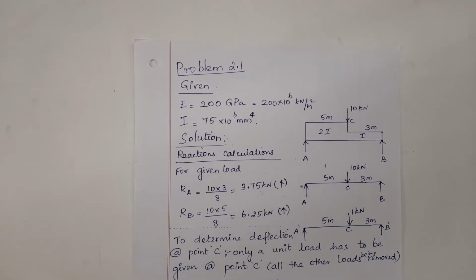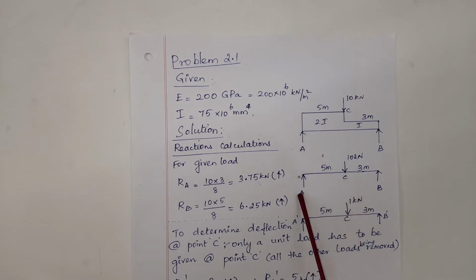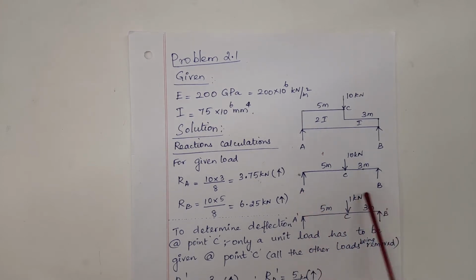We need to find out the reactions at A and B. For the given load system, it is visualized as a simply supported beam with a load at a distance of 5 meters from end A. With this load, I determine the reactions at A and B. So at A I have W b by L. If this is A and this is B, I have 10 into 3 by the length, which is 8. For the reaction at B, I have 10 into 5 by 8, W a by L. The reactions are noted here.